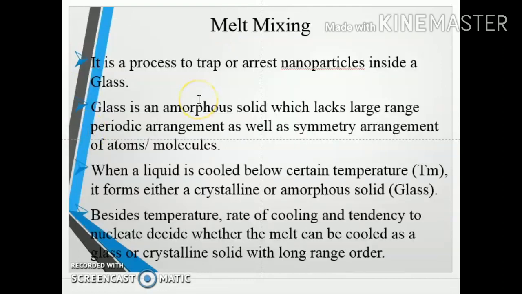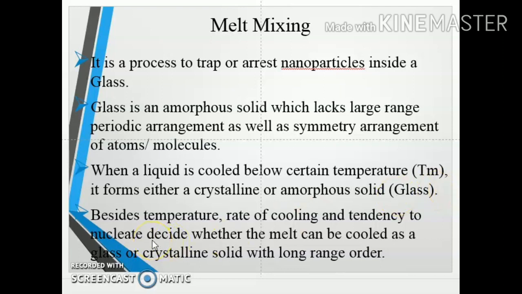Let us now discuss melt mixing. Melt mixing is a process to trap or arrest nanoparticles inside glass. We know glass is an amorphous solid which lacks long range periodic arrangement as well as symmetry of atoms and molecules. When a liquid is cooled below a certain temperature, say T suffix m, it forms either a crystalline solid or an amorphous solid, glass.